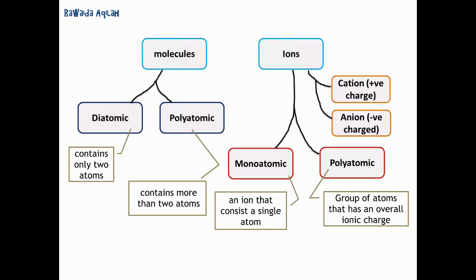There can be two charges of ions, either positive charge called cation or negative charge called anion. And these ions can appear as monoatomic ions, such as hydrogen ion H+, or polyatomic ions, such as hydroxide ion OH negative.